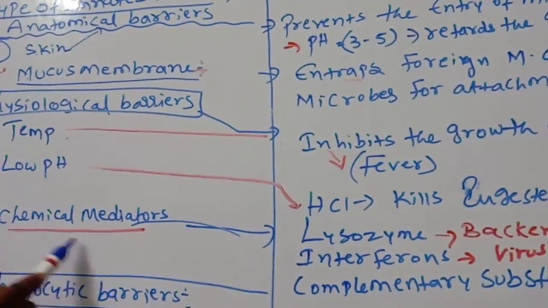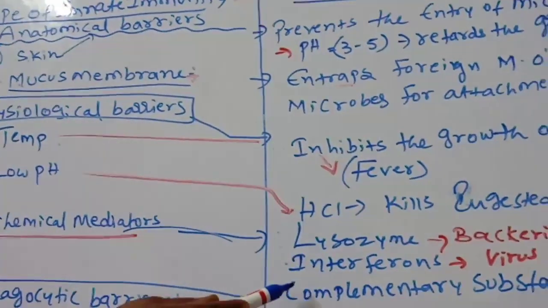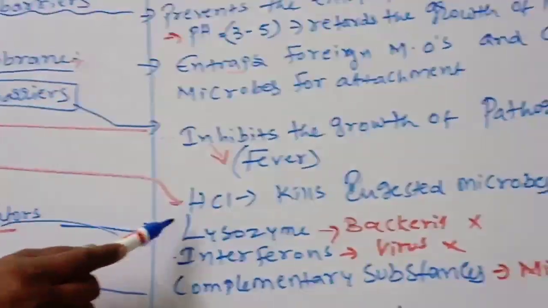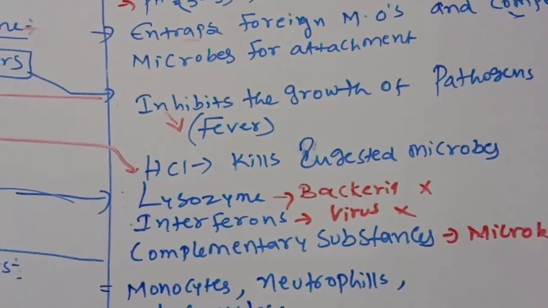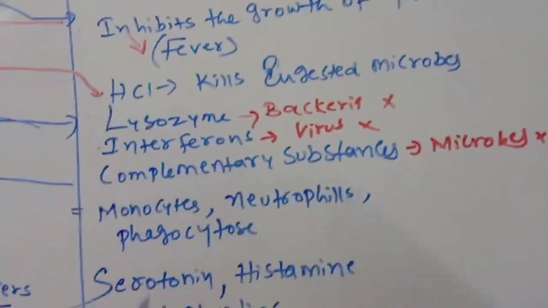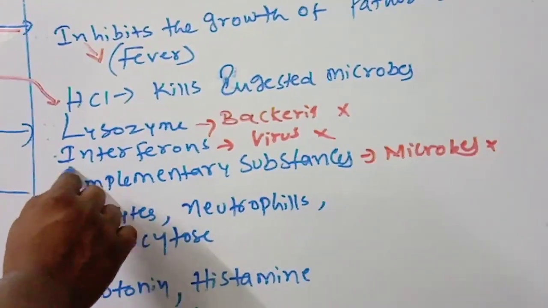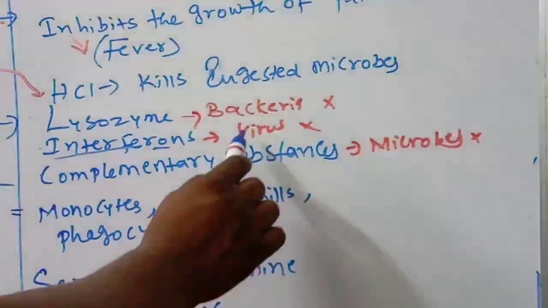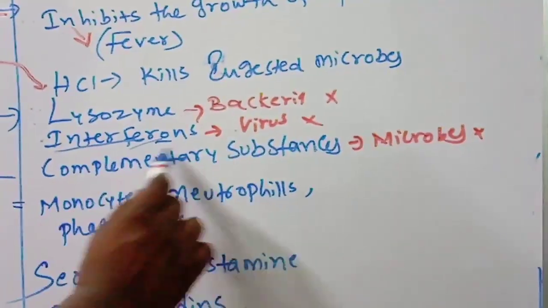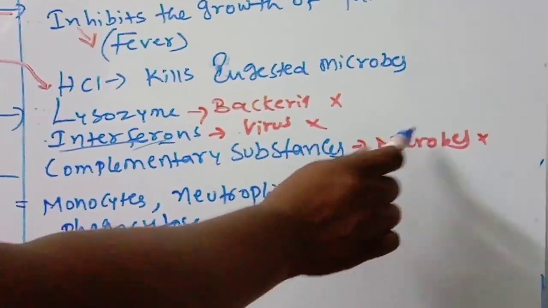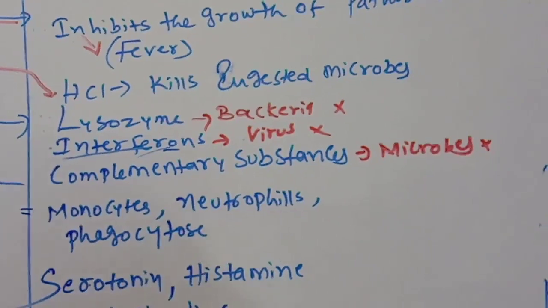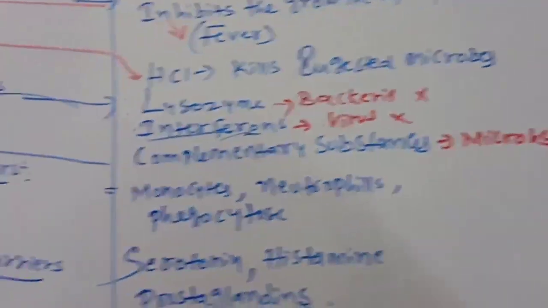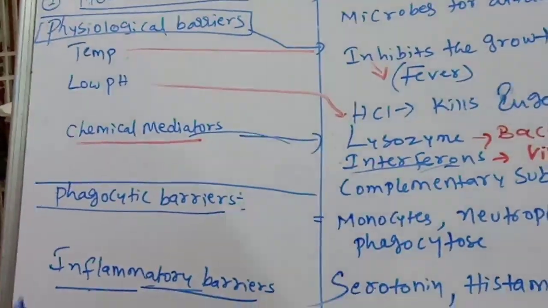Chemical mediators: lysozyme, interferons, complement substances. Lysozyme is present in our tears and in our saliva. Lysozyme kills the bacteria. Interferons are secreted by our immune cells and are helpful to kill the viruses. Complement substances are also in our immune cells and help to kill the microbes. That's why they are called chemical mediators.